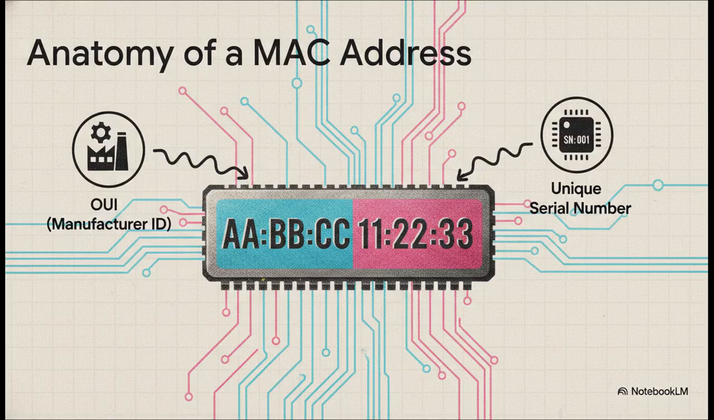So you might be wondering, how can you guarantee that every address is unique across billions and billions of devices? Well, it's actually a really clever 2-part system that gets assigned right at the factory. That's why it's sometimes called a burned-in address. The first half of the address identifies the company that made it, like Apple or Dell. The second half is just a unique serial number that the company assigns. And with that simple system, no two devices on Earth should ever have the same MAC address.